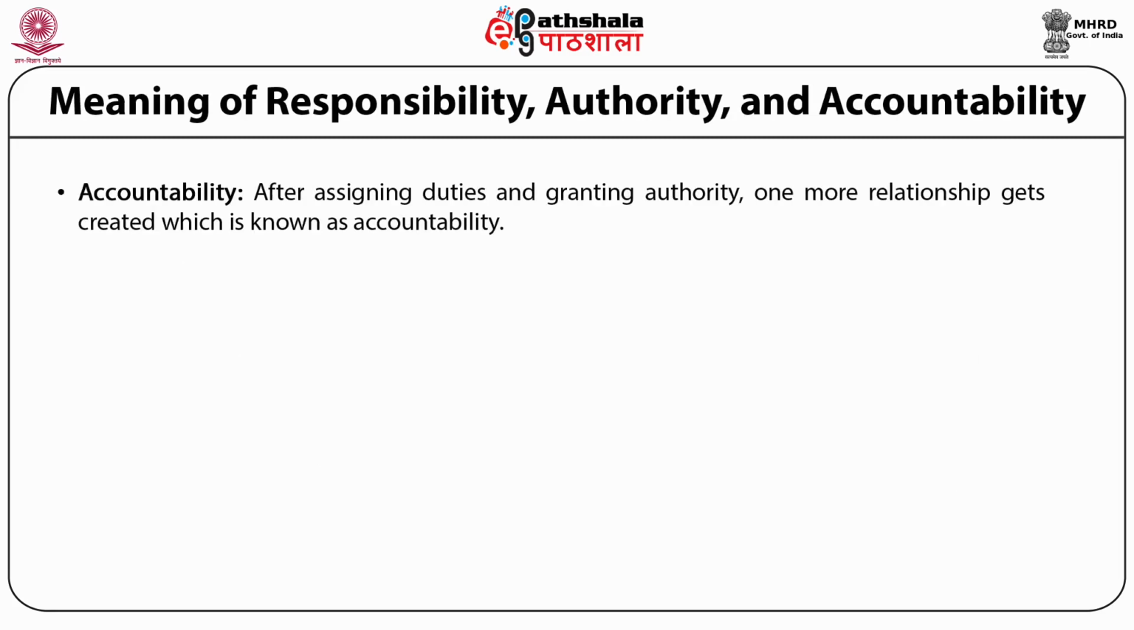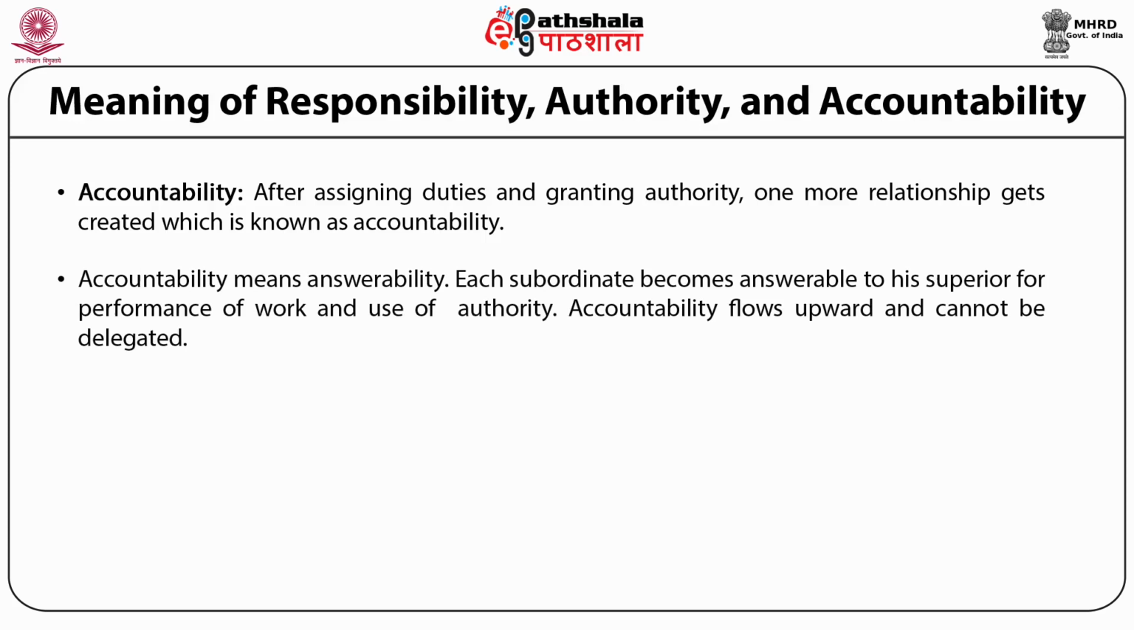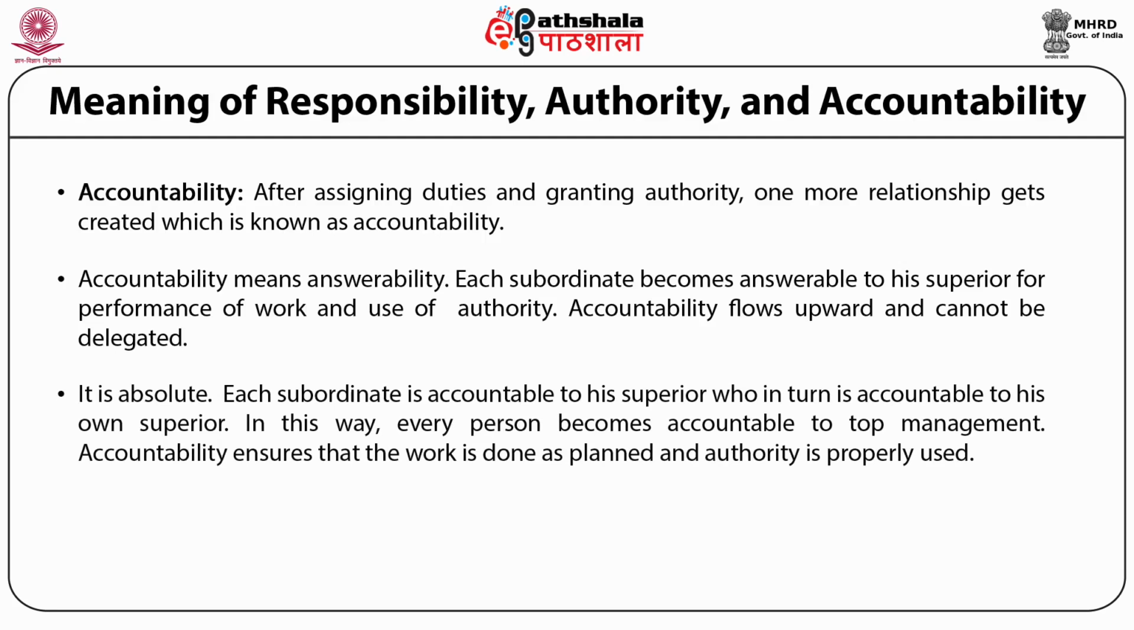Accountability. After assigning duties and granting authority, one more relationship gets created which is known as accountability. Accountability means answerability. Each subordinate becomes answerable to his superior for the performance of work and use of authority. Accountability flows upwards and cannot be delegated. It is absolute. Each subordinate is accountable to his superior, who in turn is accountable to his own superior. In this way, every person becomes accountable to top management.